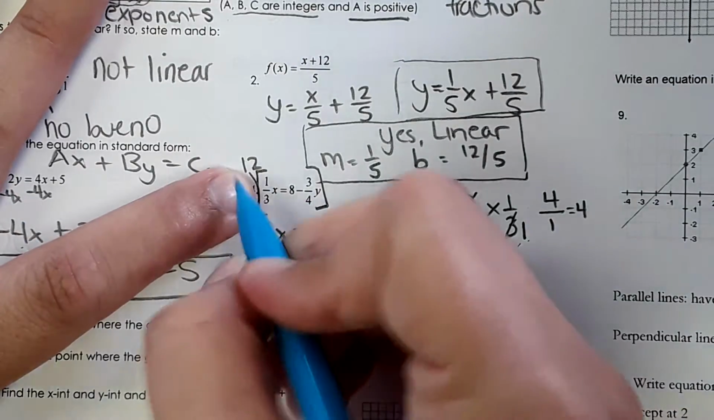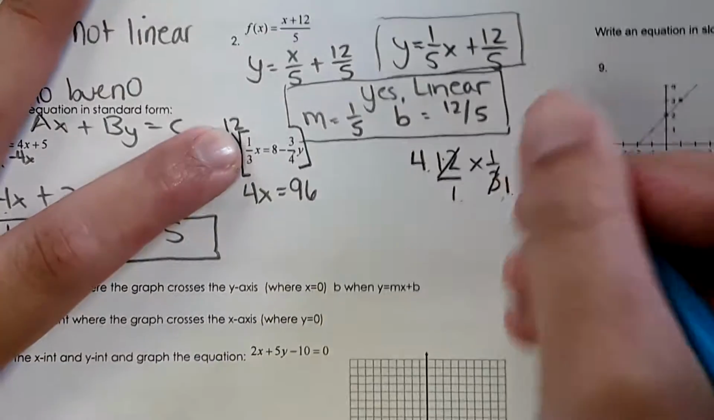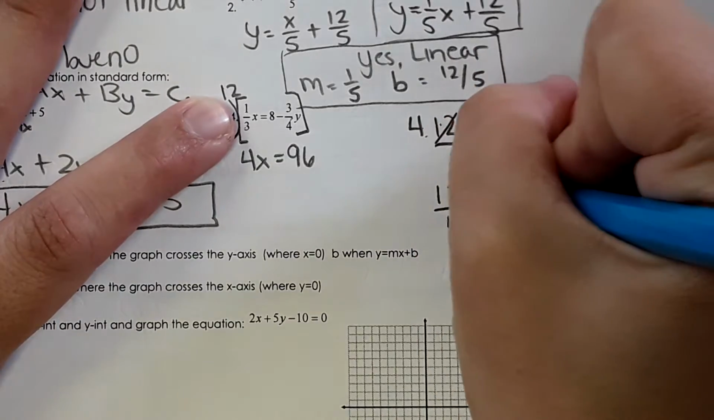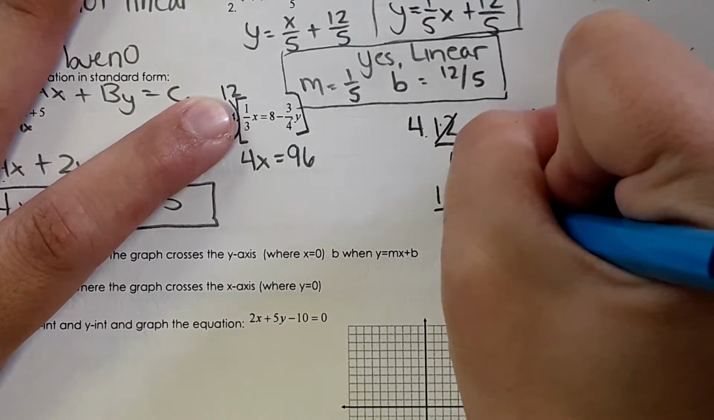And then we need to do 12 times negative 3/4. So again, doing this off to the side, 12 over 1 times negative 3/4.